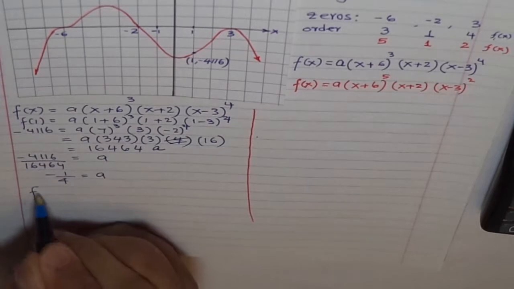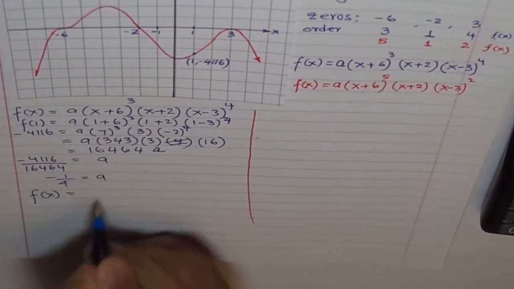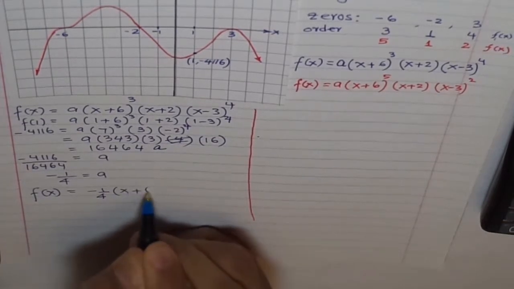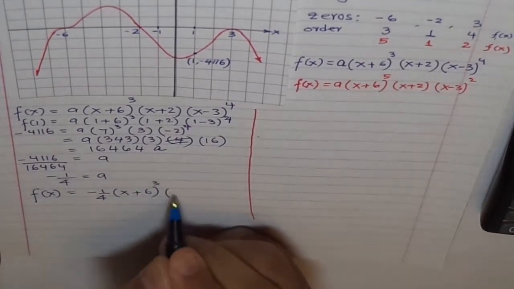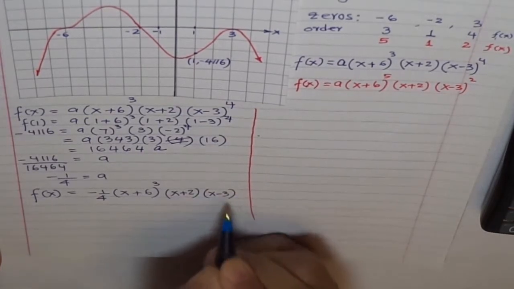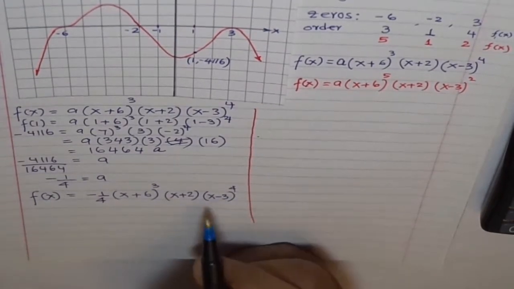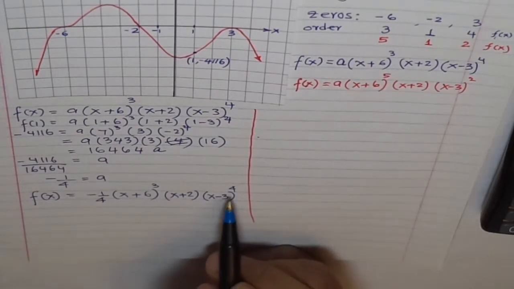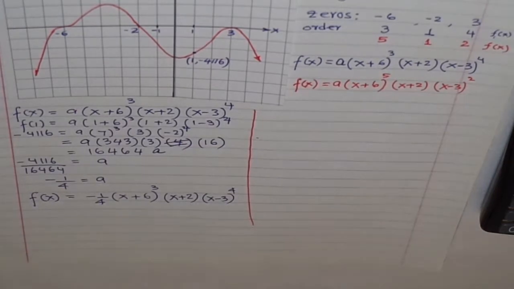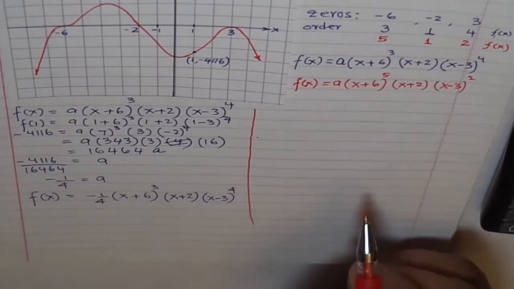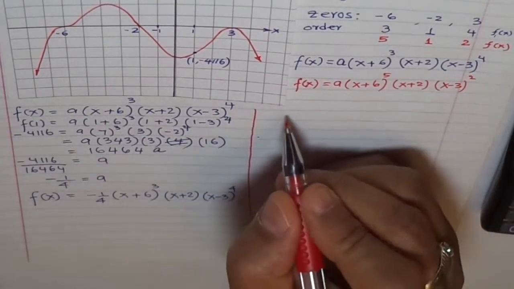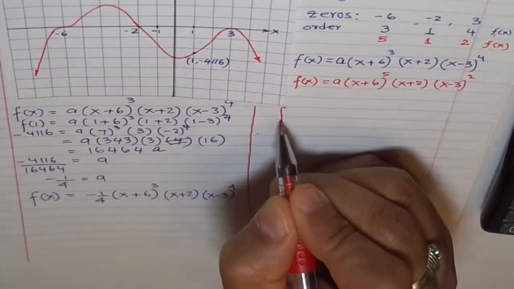Therefore, our blue function is minus 1 over 4 times (x plus 6) cubed times (x plus 2) times (x minus 3) to the power of 4. So this is an octic equation, a polynomial equation, which represents our graph. Okay. Now let's try to figure out the value of A for the alternate equation. There also we'll plug in the same value of 1.